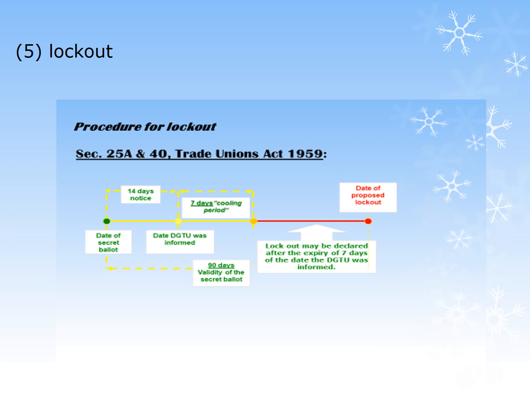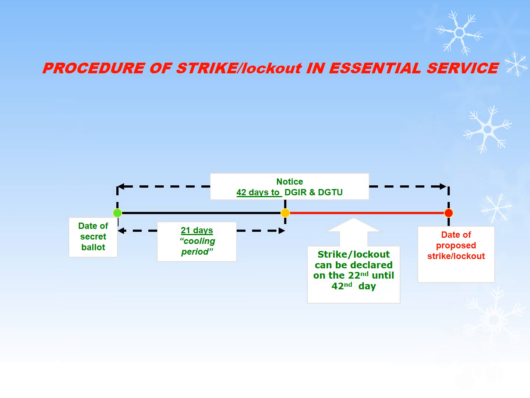The result of the secret ballot must be submitted to the Director General of Trade Unions within 14 days from the date of the ballot taken. Lockout cannot be declared before the expiry of the 7 days after submission of the result to the Director General of Trade Unions. Now we are going to look at the procedure for lockout in essential services.